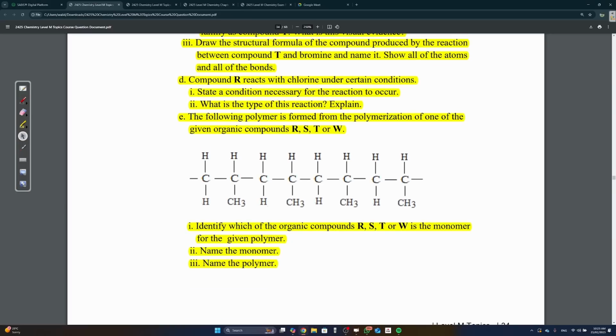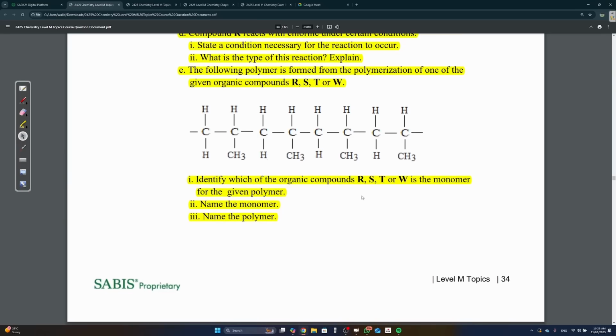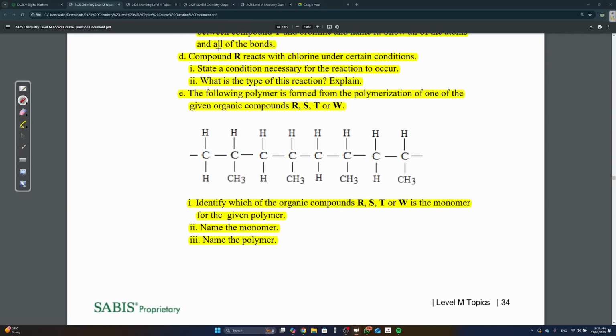The following polymer is formed from polymerization of one of the organic compounds R, S, T, or W. Identify which of R, S, T, or W is the monomer for this given polymer. I told you, when you want to find the monomer, identify the repeating unit. What's repeating? You have HCH3, HCH3. So let's take this. We're going to take it to the side. We're going to continue it like this.